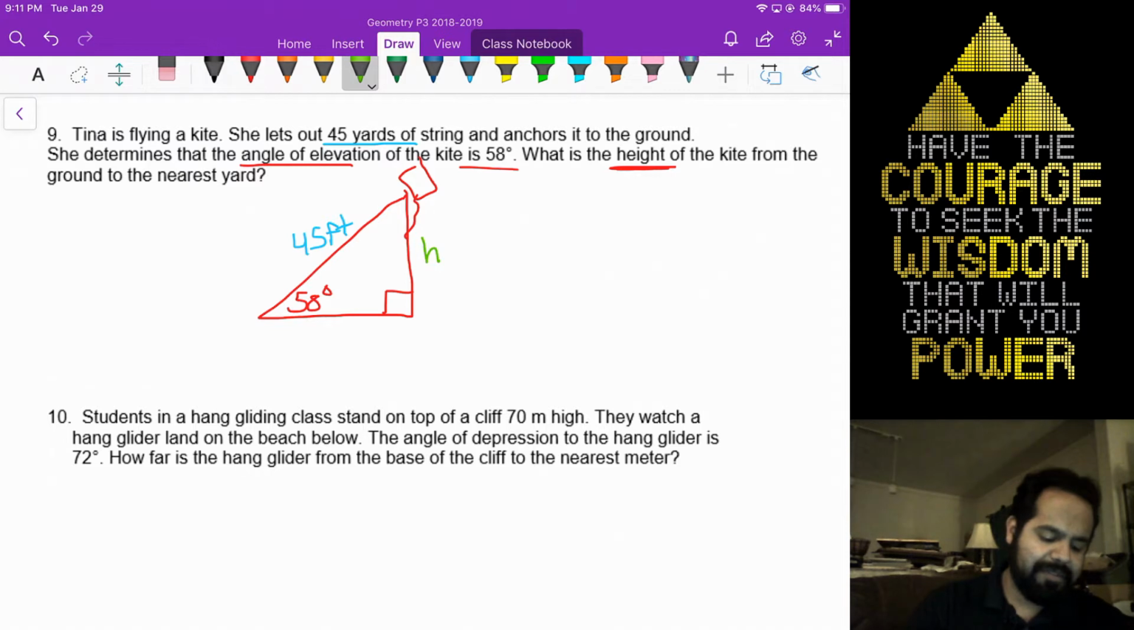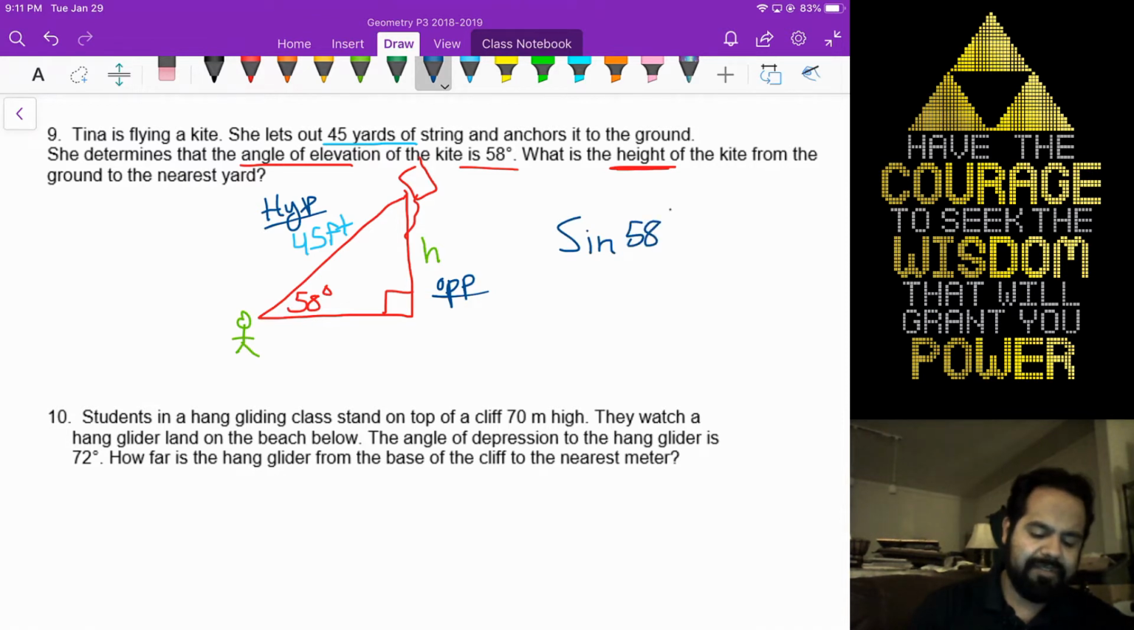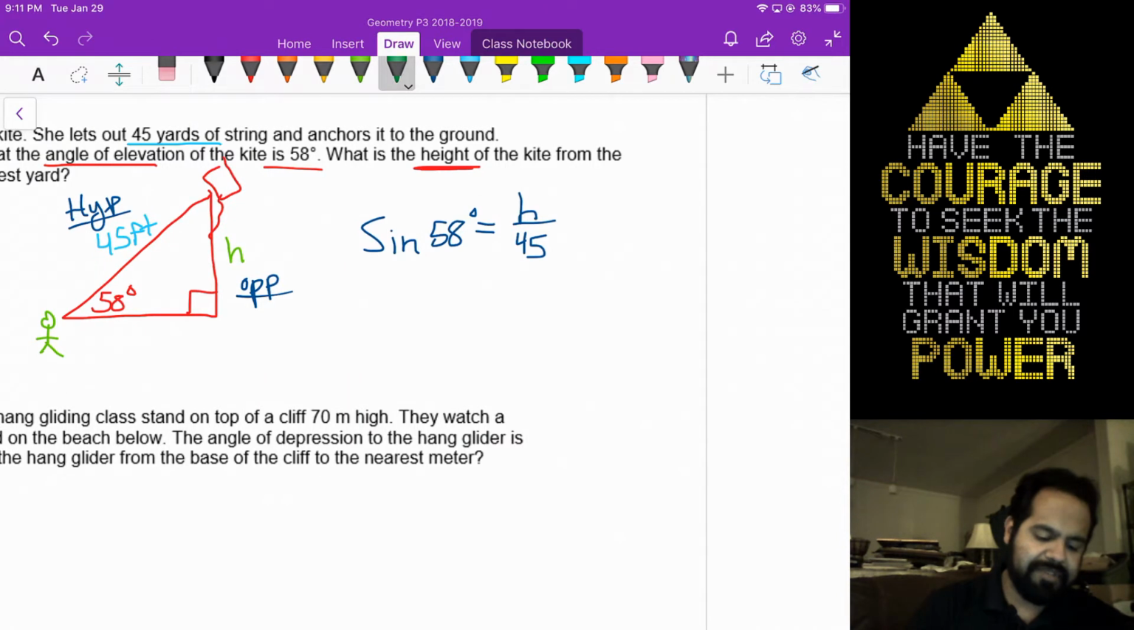I believe with respect to our little dudette, we've got the opposite side. And now we have the hypotenuse, which O and H gives us sine. So sine of 58 degrees is equal to H over 45. So then multiply both sides by 45. So therefore H equals 45 sine of 58.